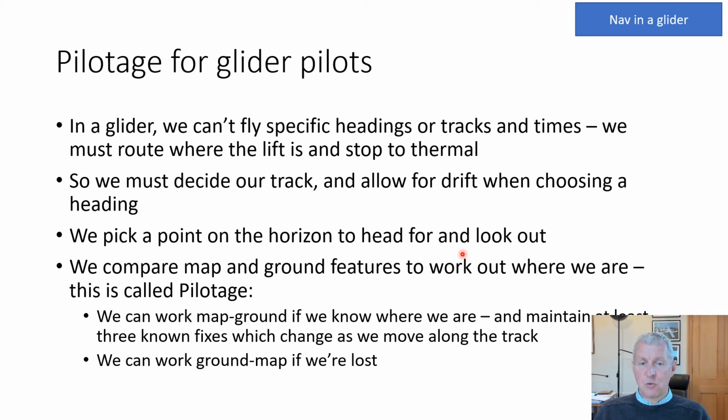So that's all fine, but how do we know where we are? Well, we have to compare features on the map and features on the ground to work out where we are. We can work from the map to the ground if we know roughly where we are and look at what's ahead. And we need to maintain at least 3 known fixes which change as we move along the track. If we are lost, we don't know quite where we are, we'll work ground to map. We'll look for things on the ground and we'll try and find equivalent things on the map. So let's see how that might work.